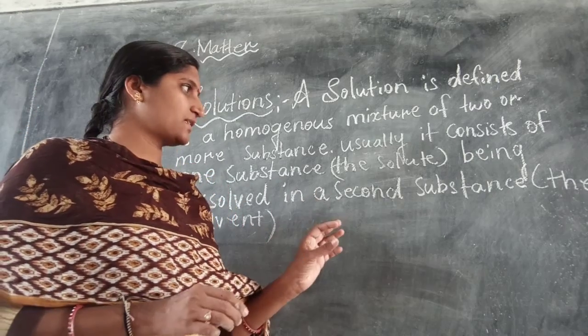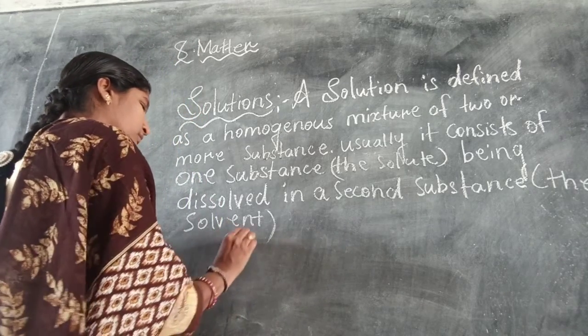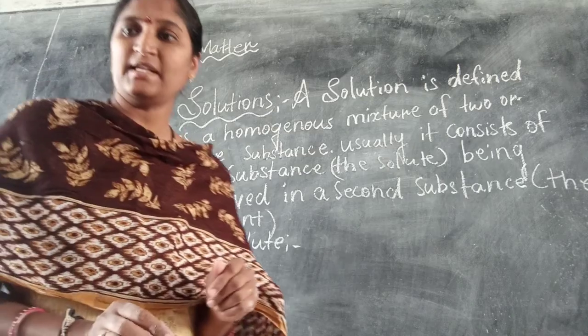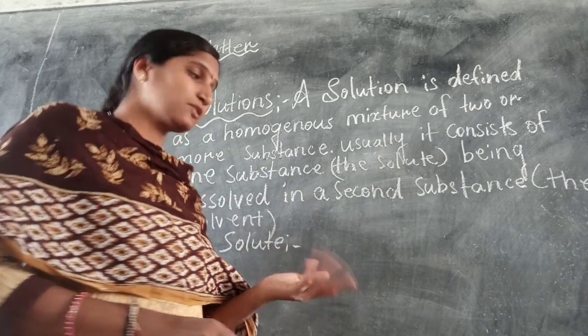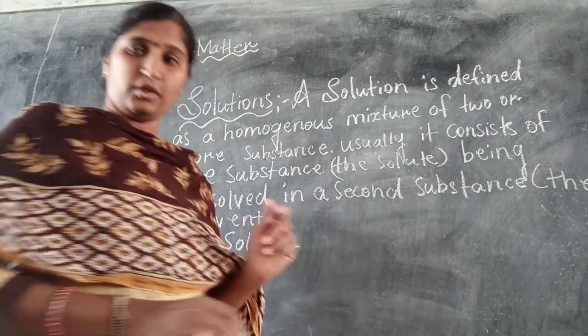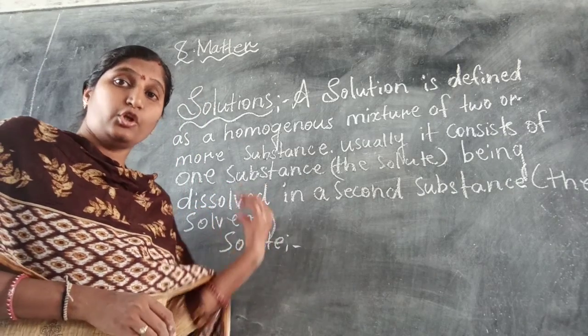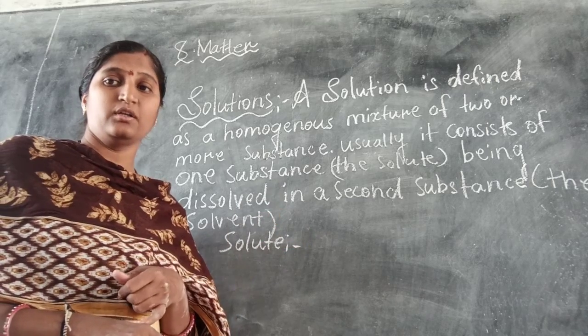Now let us discuss the solute and the solvent. So what is solute here? Solute means the substance which is dissolved. Understood? Now what is solvent? The substance in which a solute is dissolved is called a solvent.